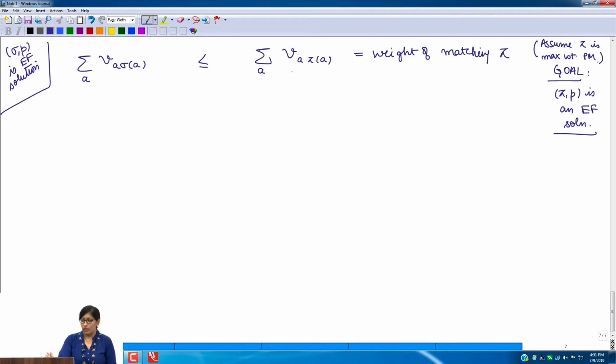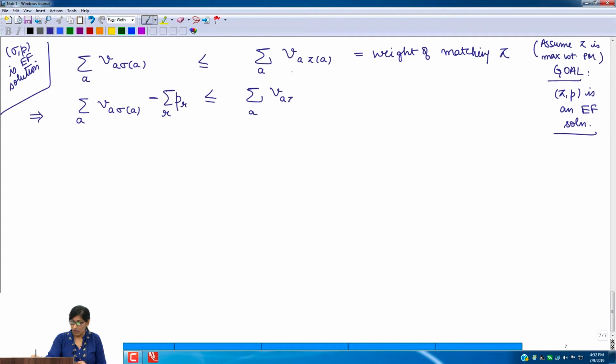So this first inequality is clear, right? How did I get it? Since pi is the maximum weight perfect matching. Now this is some jugglery: I'll just subtract the p. So this is the p, right? I'll subtract it from both sides. So what I'll get is sigma A minus, I'll subtract this particular price from both sides. This particular quantity is obviously equal, and I've just subtracted it from both sides.